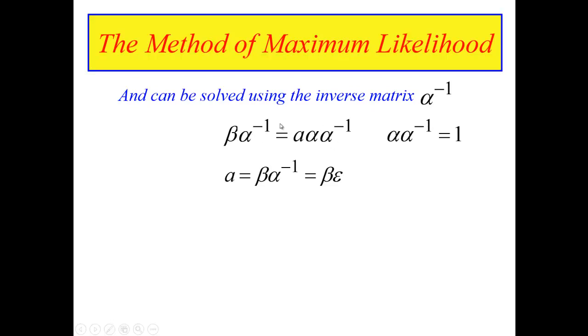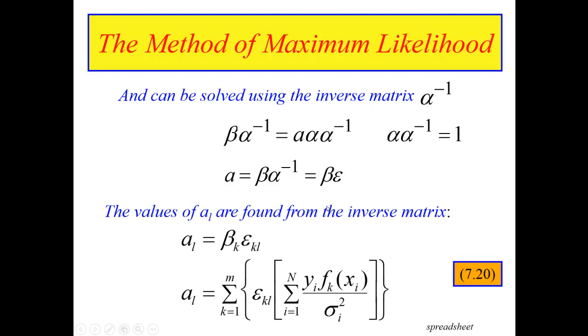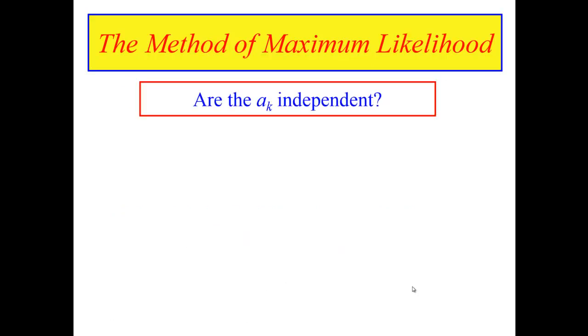So doing this procedure to our original equation leaves us with a really nice result that the A terms are just given by beta times the inverse of alpha. And to make the notation a little bit more convenient, we're going to redefine the inverse of the alpha matrix as the epsilon matrix. And we'll give that a name in just a minute. So if we can form this inverse matrix of alpha, the values of A are just given from beta times this inverse matrix using the familiar rules of matrix multiplication. And that's what the spreadsheet is really good for.